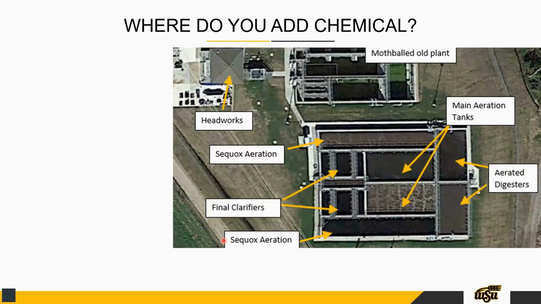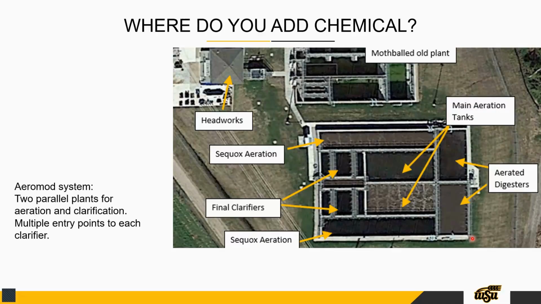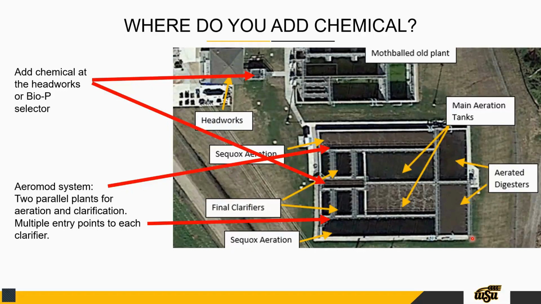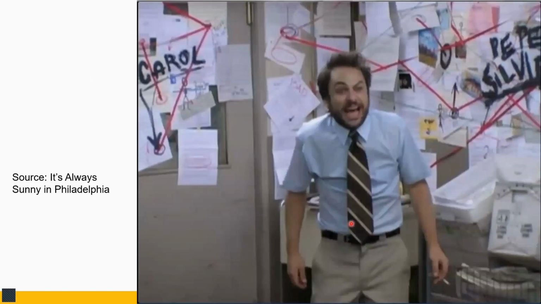This is the Aeromod design. We have a lot of them, and the new ones that I'm seeing are having this infrastructure installed from the beginning. This is Maze's plant. They have an offline Aeromod that's older, and then they have a newer plant to the south of it. So they more or less have two parallel plants. You could dose in the headworks or what they typically call the BioP basin. Or, if you want it probably more efficient, it's going to be on the outside of the clarifiers before the clarifier baskets. I think you can start to go crazy with this.